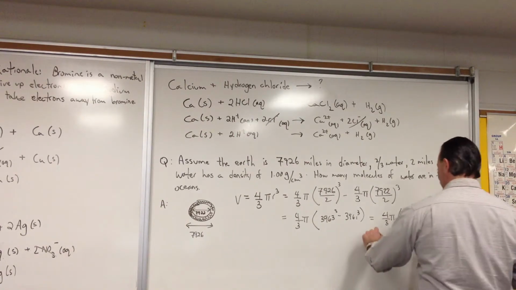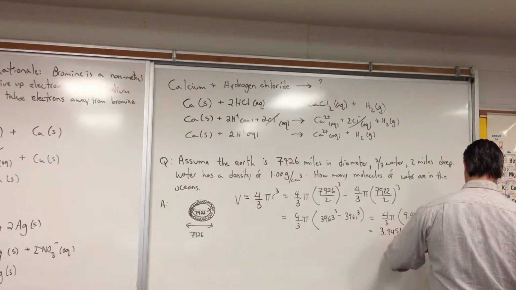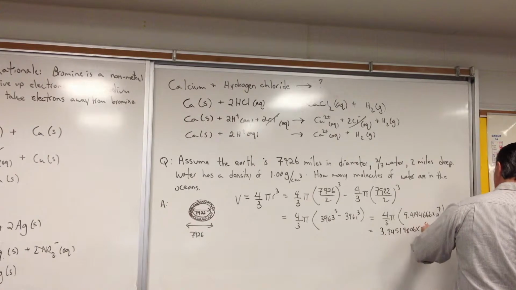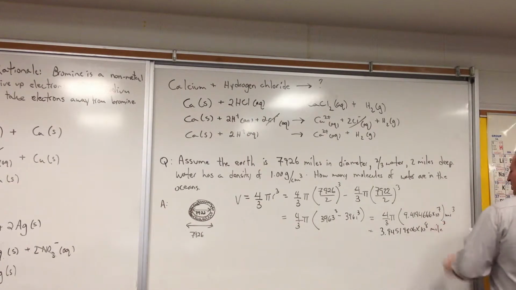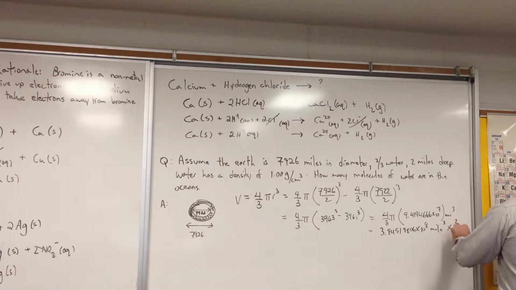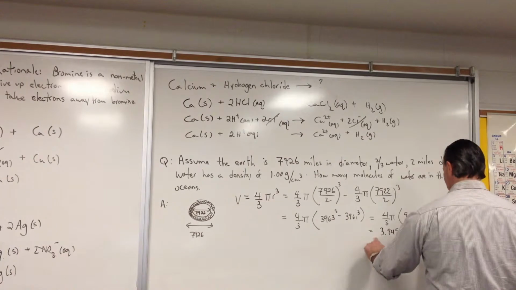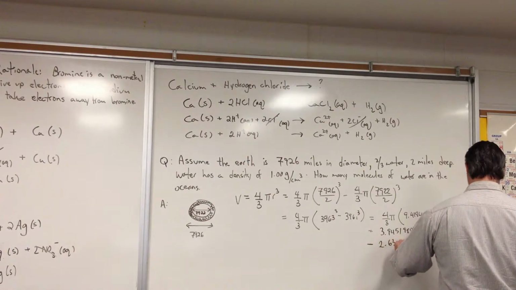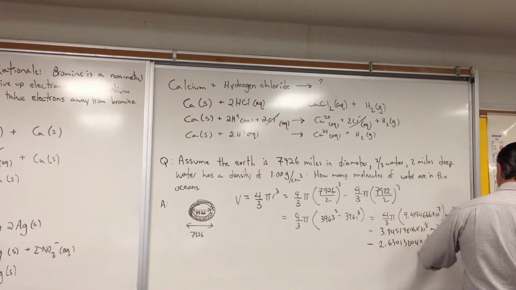That number simplifies to 3.94519806 times 10 to the 8 miles cubed. And then we're going to multiply by 2/3, because only 2/3 of the surface is actually covered with water, and it reduces the number down to 2.63013204 times 10 to the 8 miles cubed.